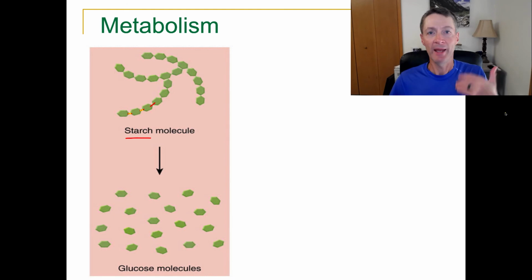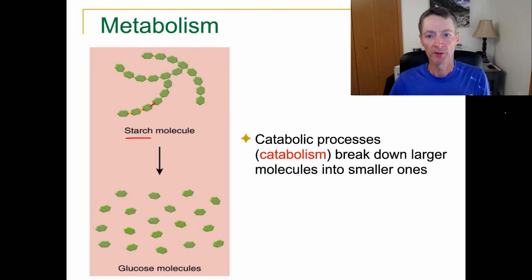Now, this would not be anabolism. This would be the flip side, catabolism. Think cut for cat, right? Cutting something down. Catabolic process is going to break down large molecules into small ones. We could just as well have been talking about peptide bonds being broken here, but they chose a different organic compound in this image, okay?